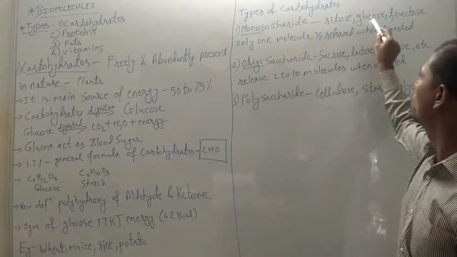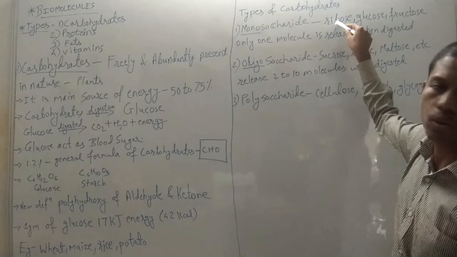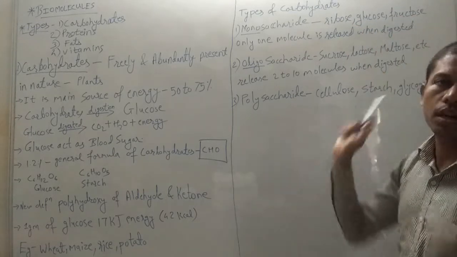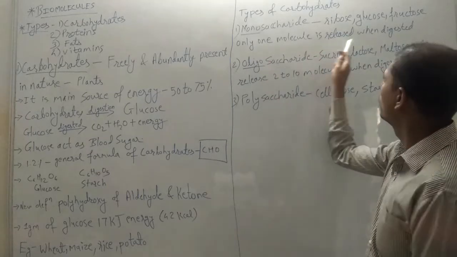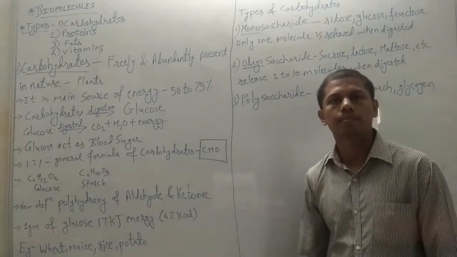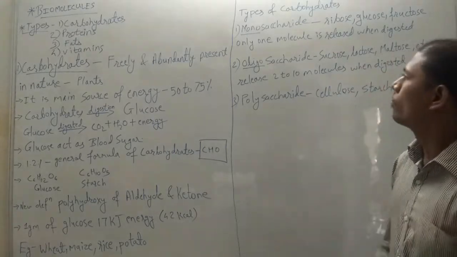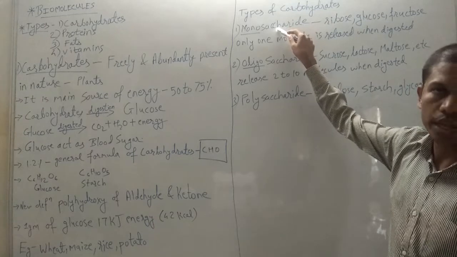Examples are ribose, glucose and fructose. If ribose, glucose or fructose is digested, only one molecule is released from the structure, which is ultimately converted into energy. So it is called a monosaccharide.